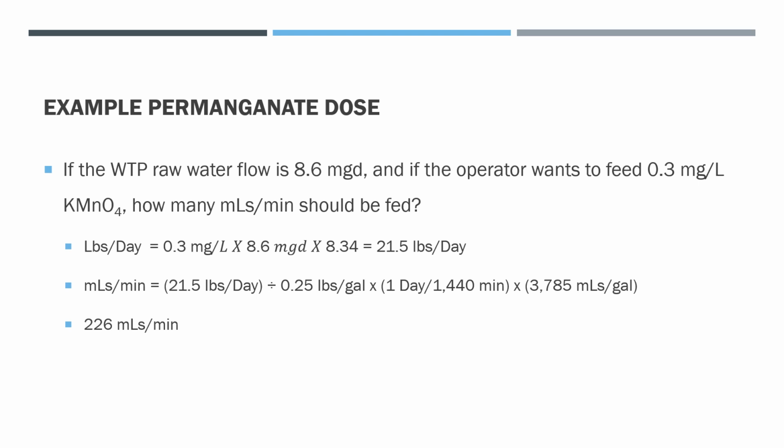But I need to know the milliliters per minute I need to set the feeder at. So I'm going to take the 21.5 pounds per day divided by the 0.25 pounds per gallon. That'll tell me how many gallons per day I'm going to have to feed. I'm going to take the minutes in a day, 1440, and divide it into that figure, multiply it by 3,785 milliliters per gallon. I'm going to come up with a feed rate of 226 milliliters per minute. If the operator captures that in a test, he or she knows they're feeding the 0.3 milligrams per liter.